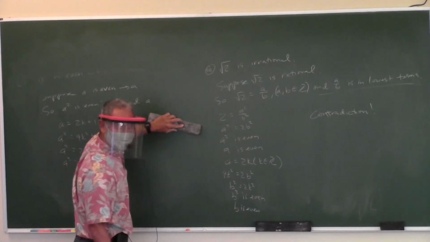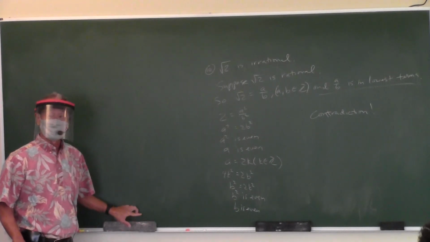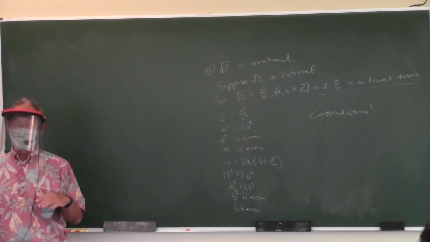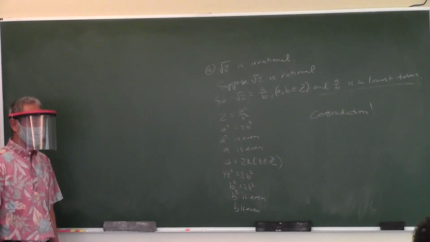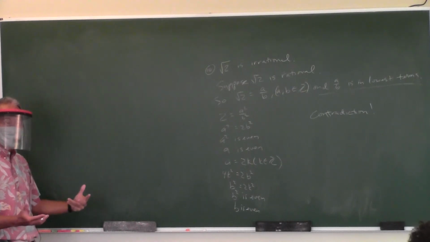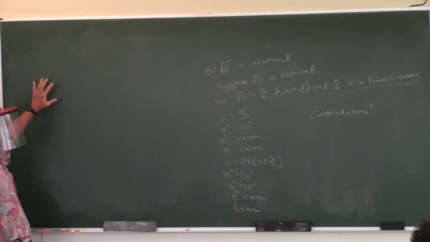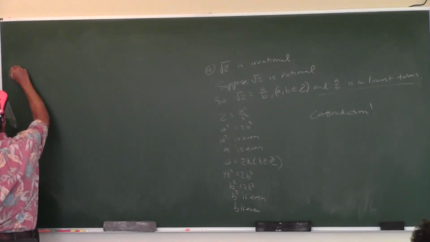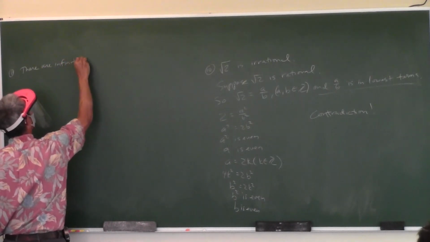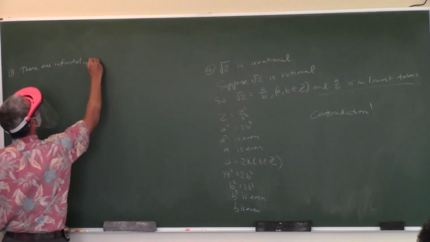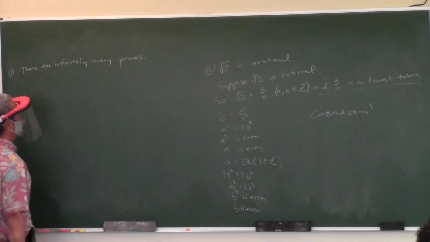Okay, the next one was also proved by Euclid, that there is an infinite number of prime numbers. Now, you guys kind of just think nothing of it, but think about it. How would you prove something like that? You do an indirect proof. So, number 11: there are infinitely many prime numbers. Or we could just say primes.